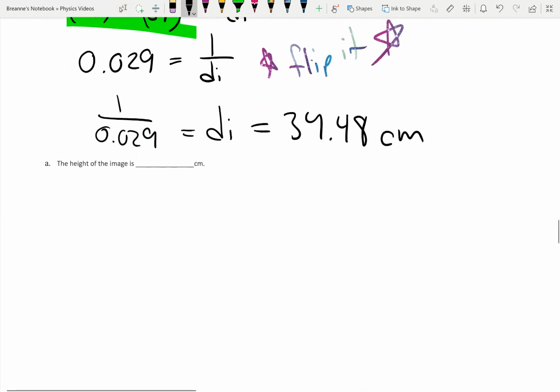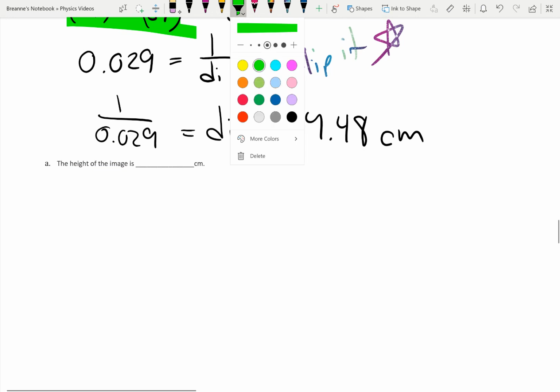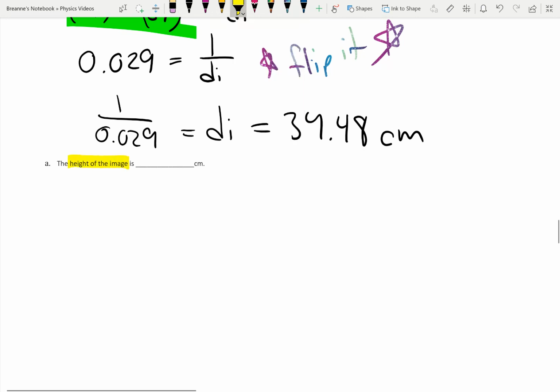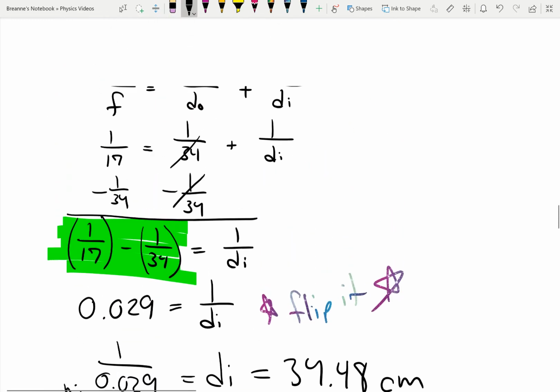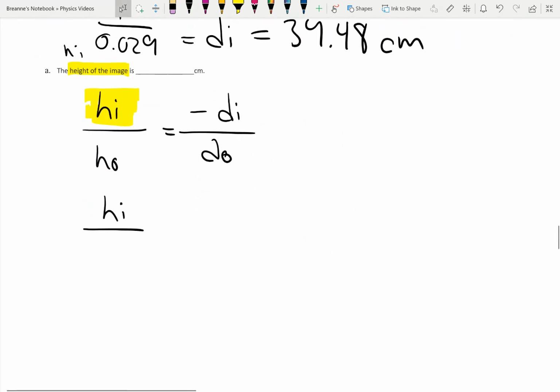So then let's figure out our height. So the height of your image, HI. That's what we're looking for. HI over HO equals negative DI over DO. We're looking for HI. So HO, we figured out, was given up here. That's 4.6. The negative is part of the equation. It needs to stay.